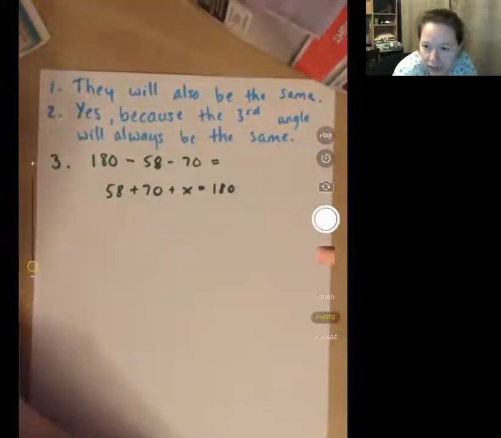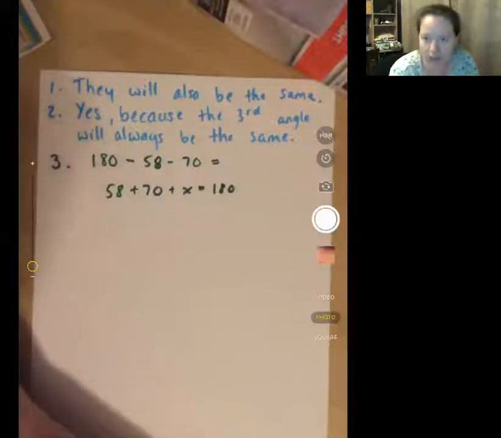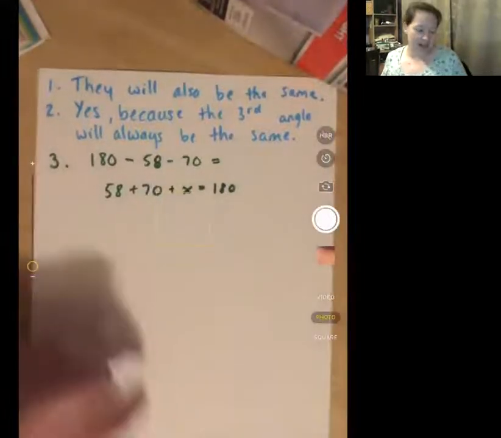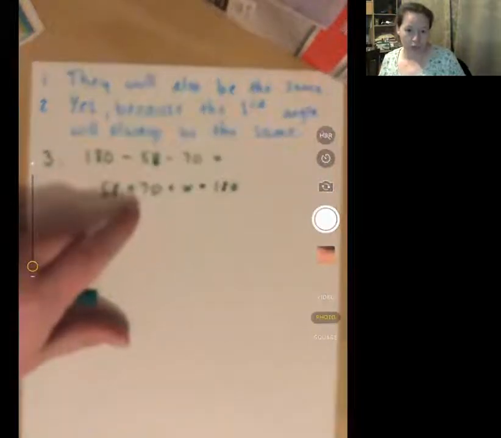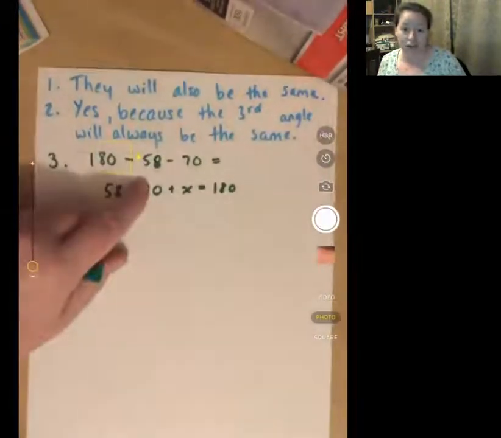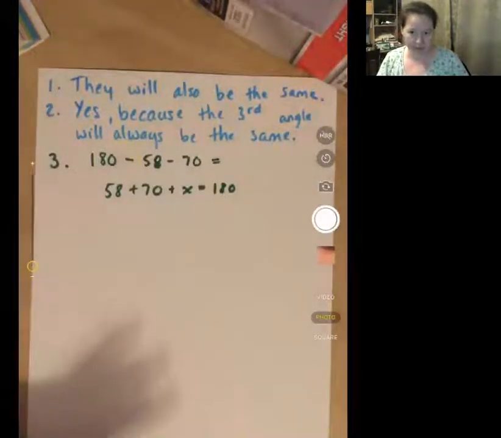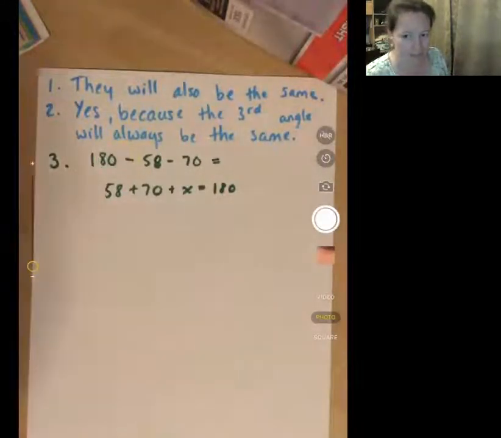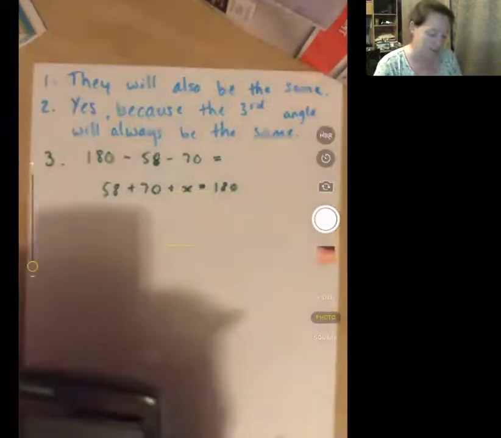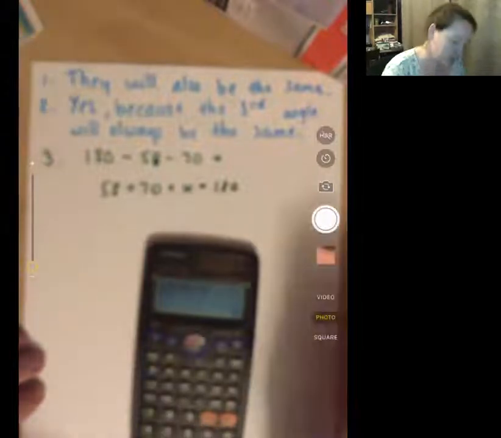Do you see how I did that? You see where I'm going with that? So instead of forcing us to go through the entire algebraic process, I just said, okay, fine, let's subtract the other two and find out what we're left with. Does that make sense? Still with me? Okay. So let's go ahead and do that. 180 minus 58 minus 70 equals 52.